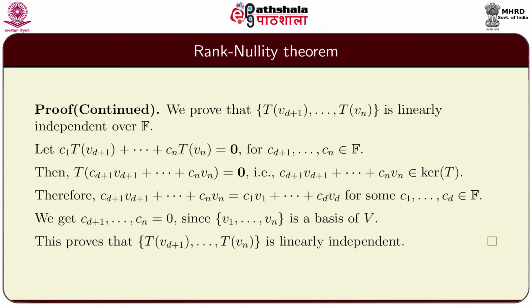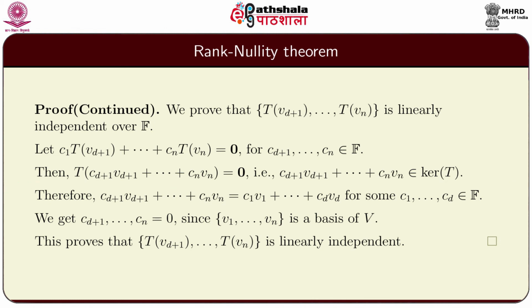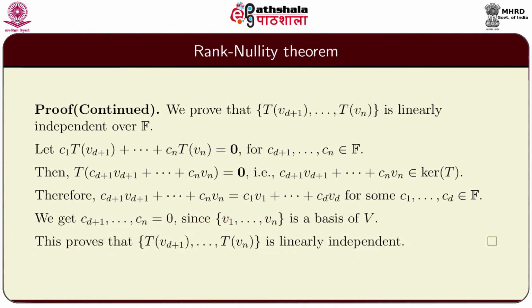But the kernel of T is spanned by V1 to Vd, therefore, we can write C_{d+1} Vd+1 and so on up to Cn Vn is equal to C1 V1 and so on up to Cd Vd for some scalars C1 up to Cd. But V1, V2, ..., Vn is a basis for V, therefore, it is linearly independent, and that shows that the set T(Vd+1) and so on up to T(Vn) is linearly independent. Therefore, we have completely proved the rank-nullity theorem.